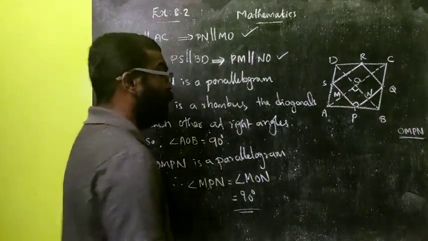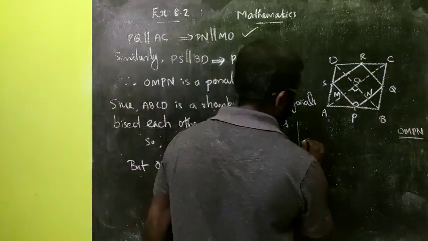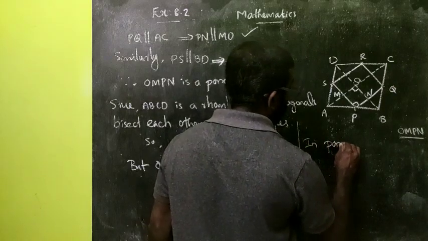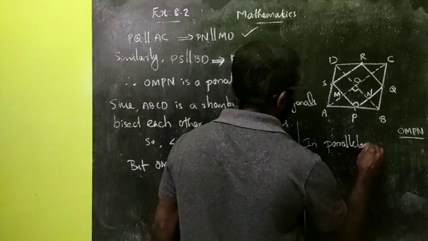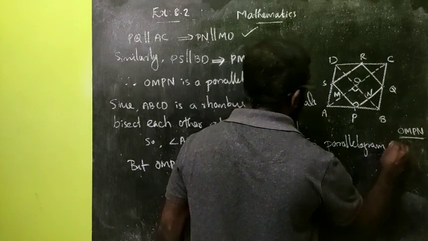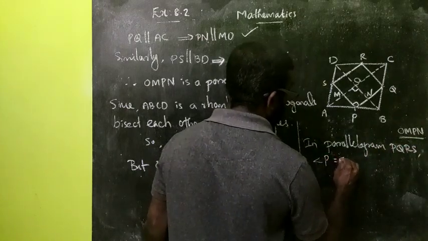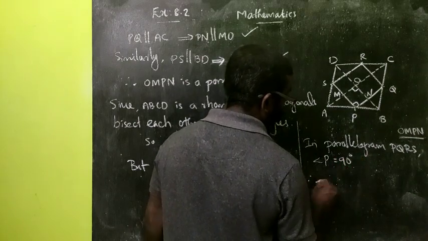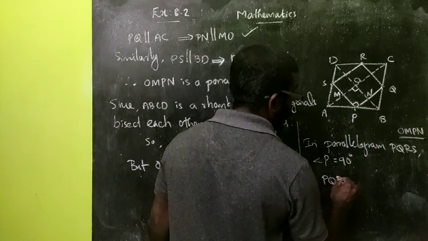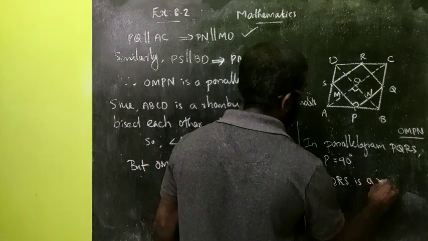Okay, so here we can write, in parallelogram PQRS, angle P is equal to 90 degree. Therefore, PQRS is a rectangle.